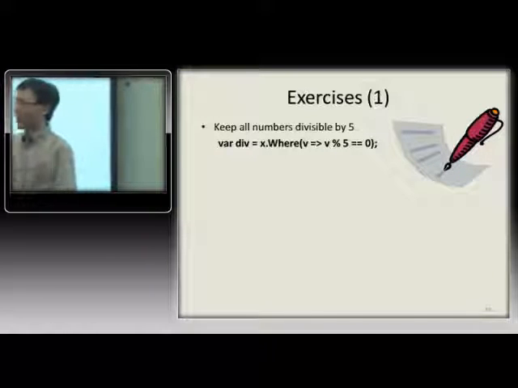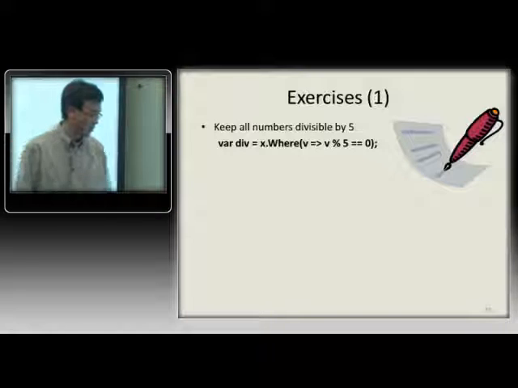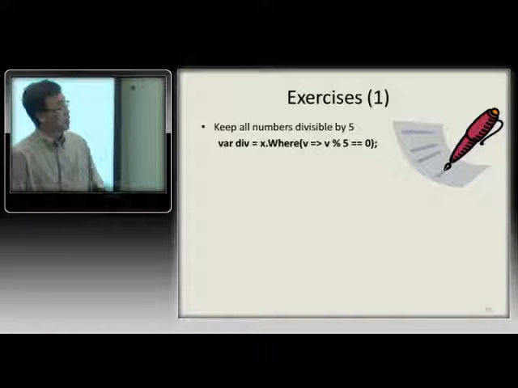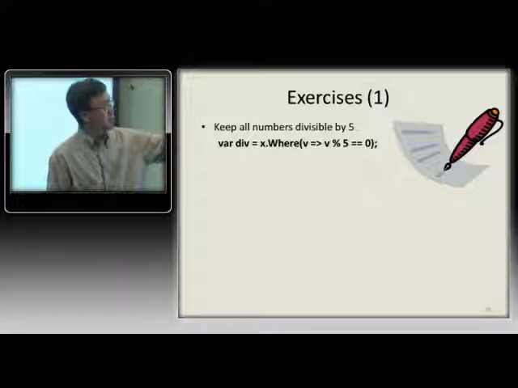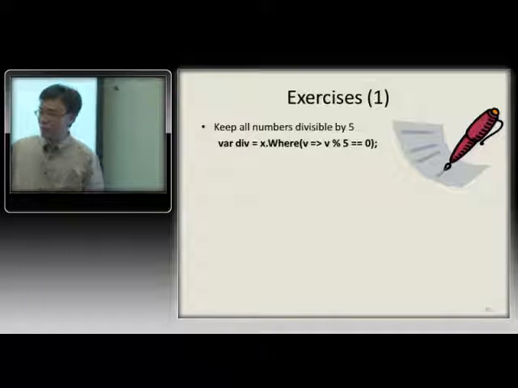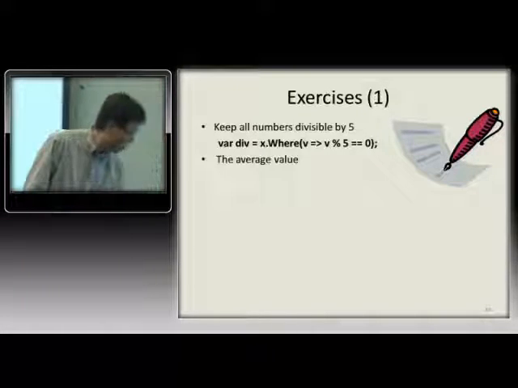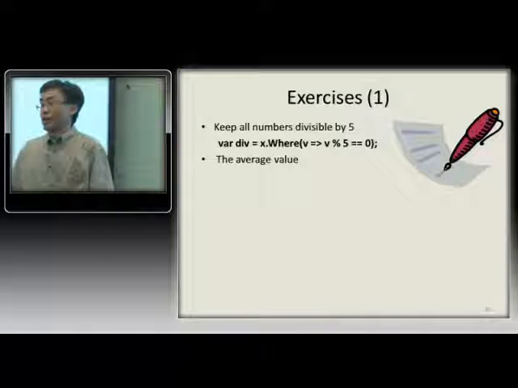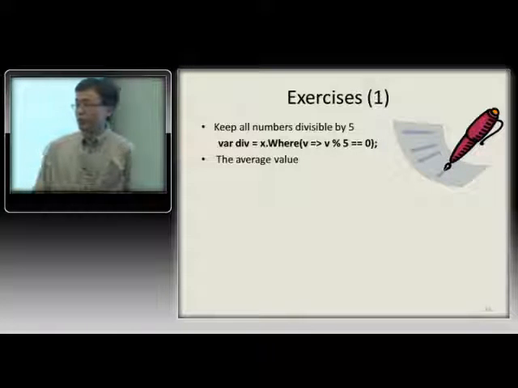So this is the code, right? What I do is, for each number, if it's divided by 5 and the remainder is 0, I keep it. Otherwise, I throw it away. Next, the average value of an integer collection.